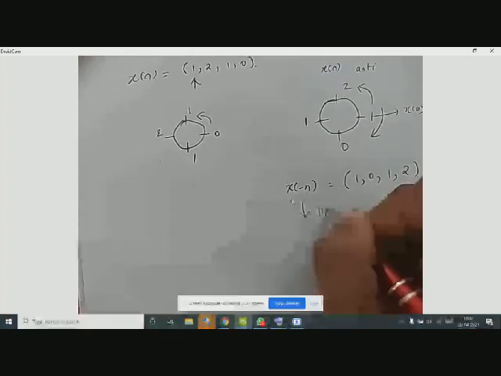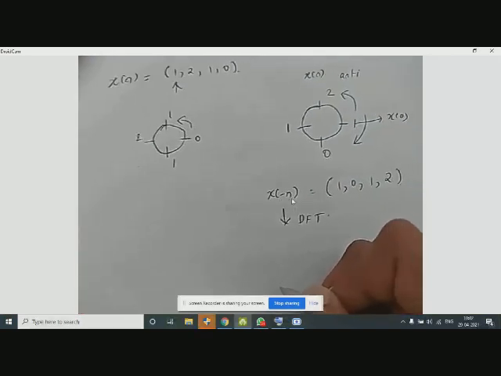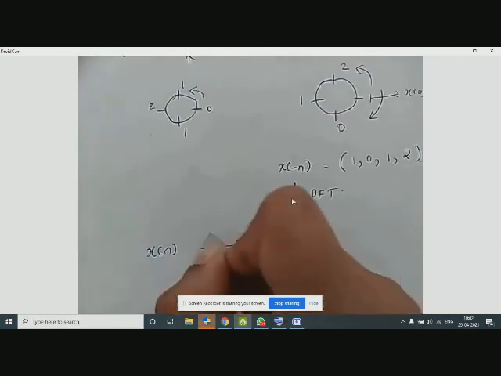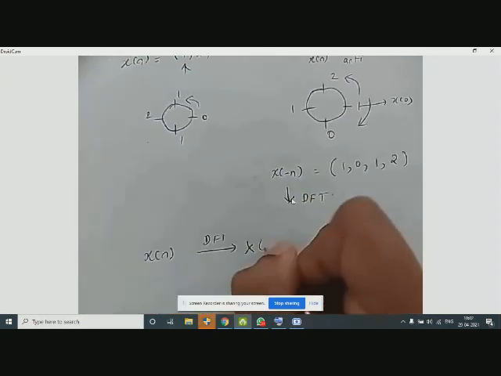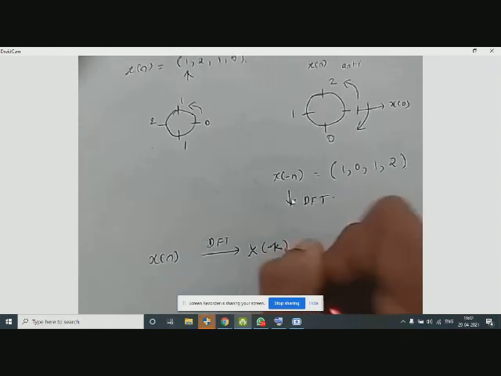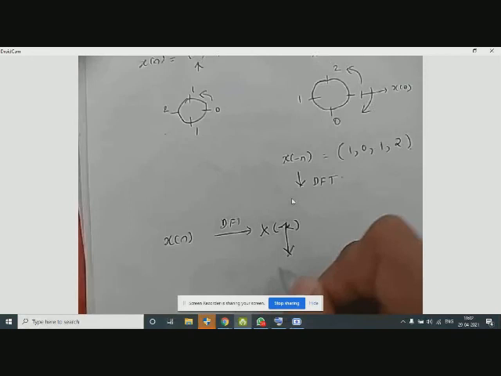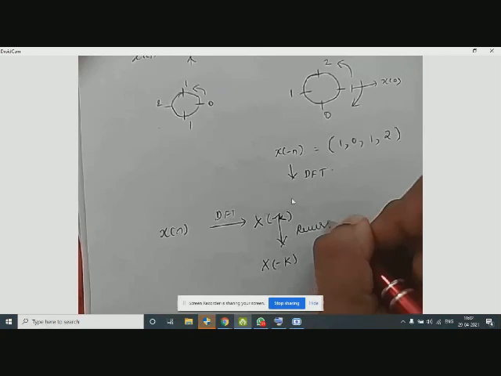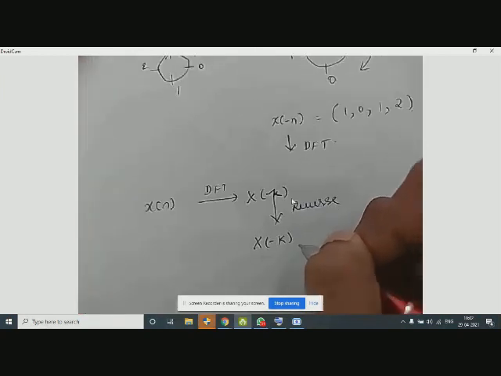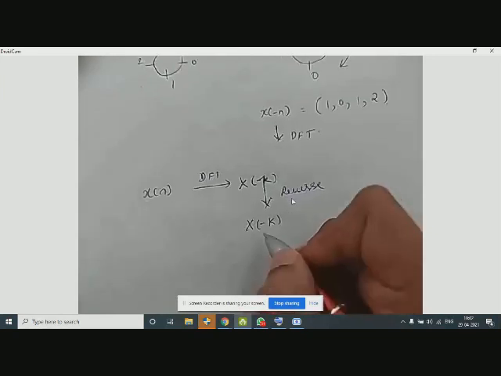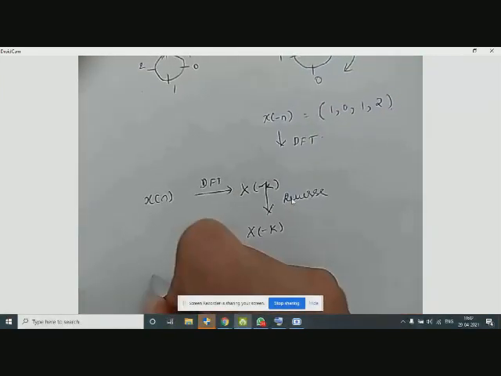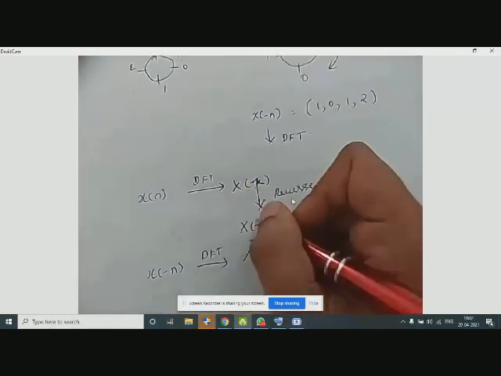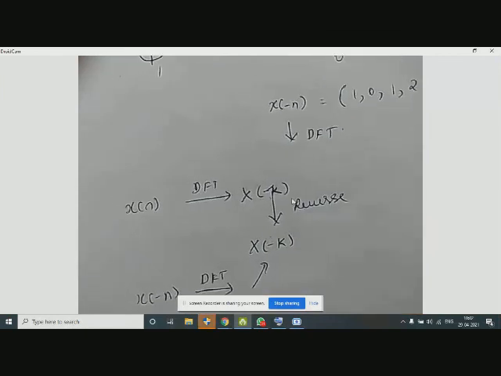Okay, you take the DFT of this. X of n you have. Take the DFT. You will get x of k. This answer, you reverse it. Reverse the answer. You will get x of minus k. Right? So once you get x of minus k, then from this x of minus n you have, the DFT of that you take, prove that this answer and this answer are the same.